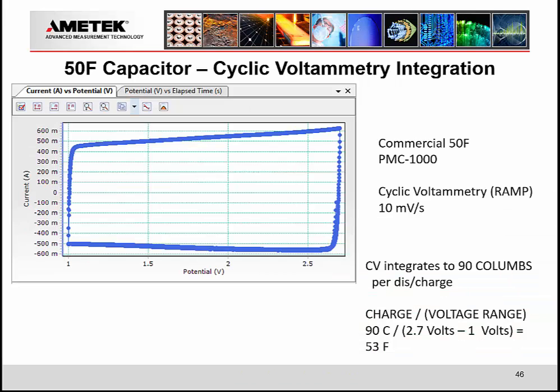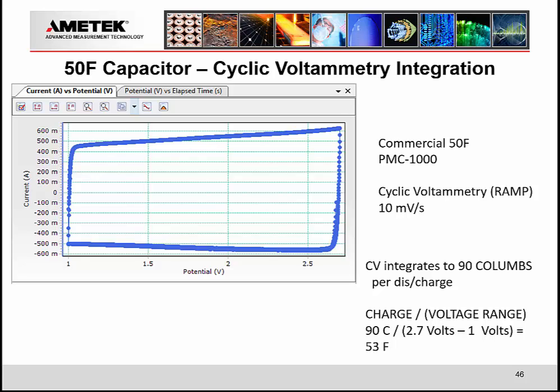So let's transition and let's talk about test methods for electrochemical supercapacitors. And so these are going to be fairly large capacitors. I'm going to use a PMC 1000, and I benefit from the fact that the 1000 can both supply and measure 2 amps without any booster attached at all.